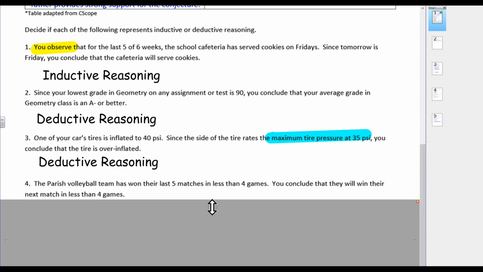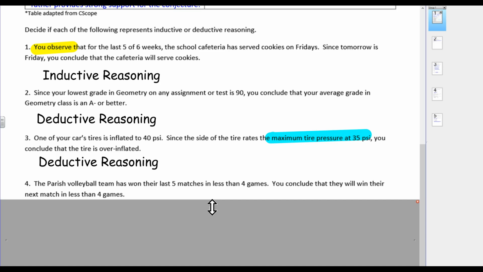And the parish volleyball team has won their last 5 matches in less than 4 games. You conclude that they will win their next match in less than 4 games. Well, while clearly the parish volleyball team is truly awesome, in this instance we have no guarantee that they're going to win their next match in less than 4 games.